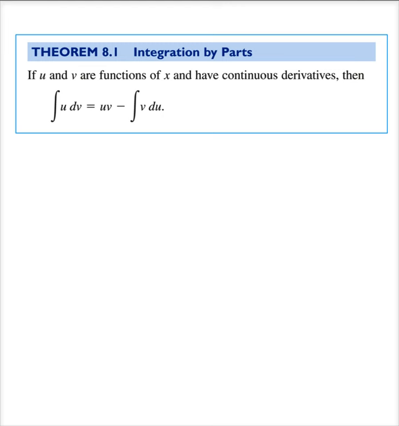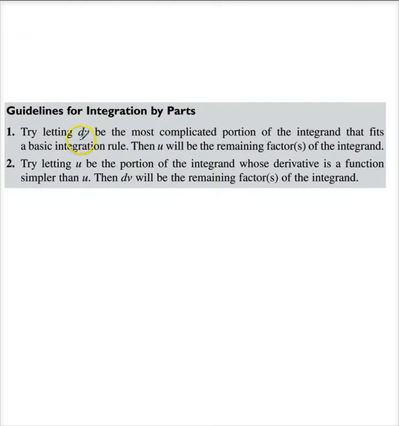Now, there are some general guidelines. In general, you want dv to be the most complicated part of the integrand that you can integrate, and then u is everything else. Or you can let u be the portion whose derivative is a function that's simpler than u, and then let dv be the remaining parts. But again, you have to be able to integrate dv.